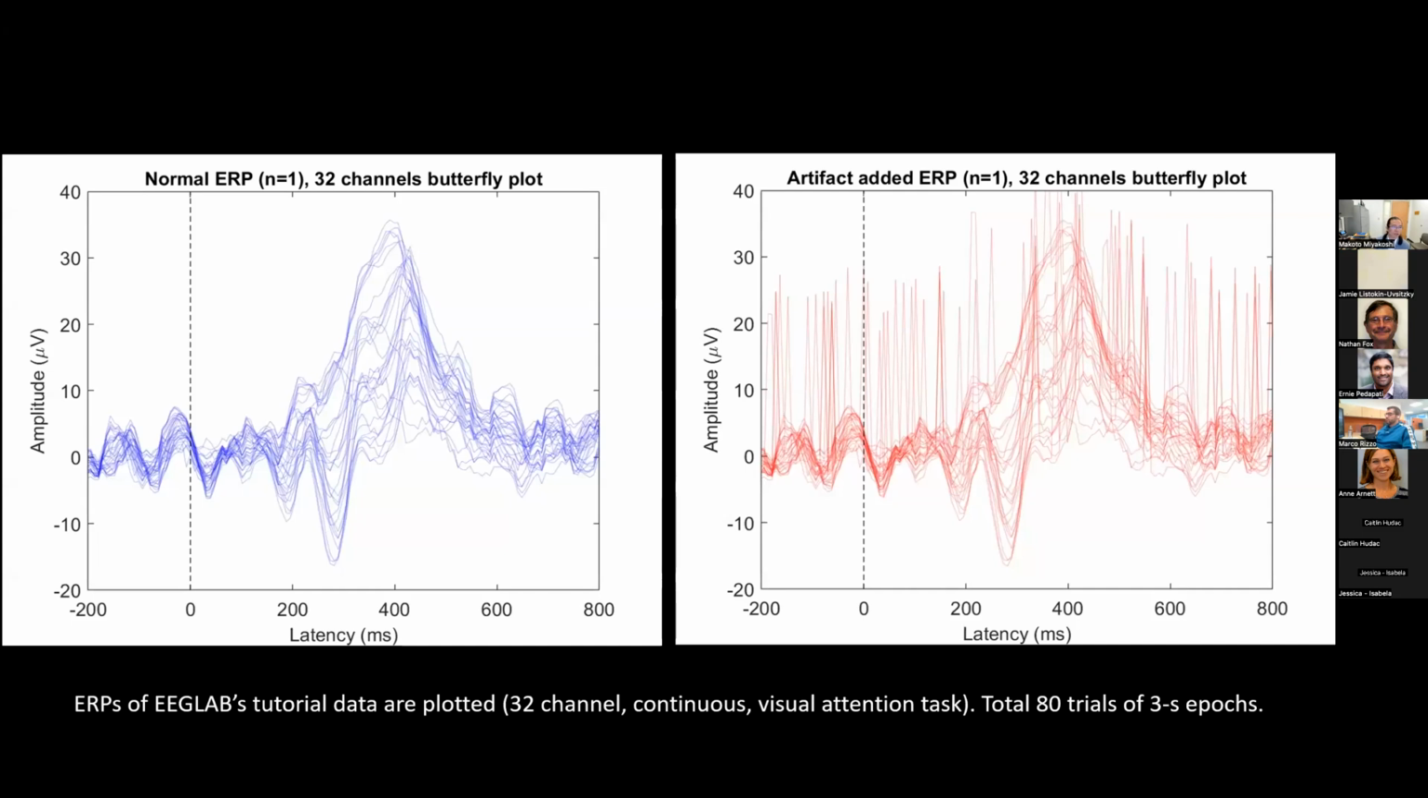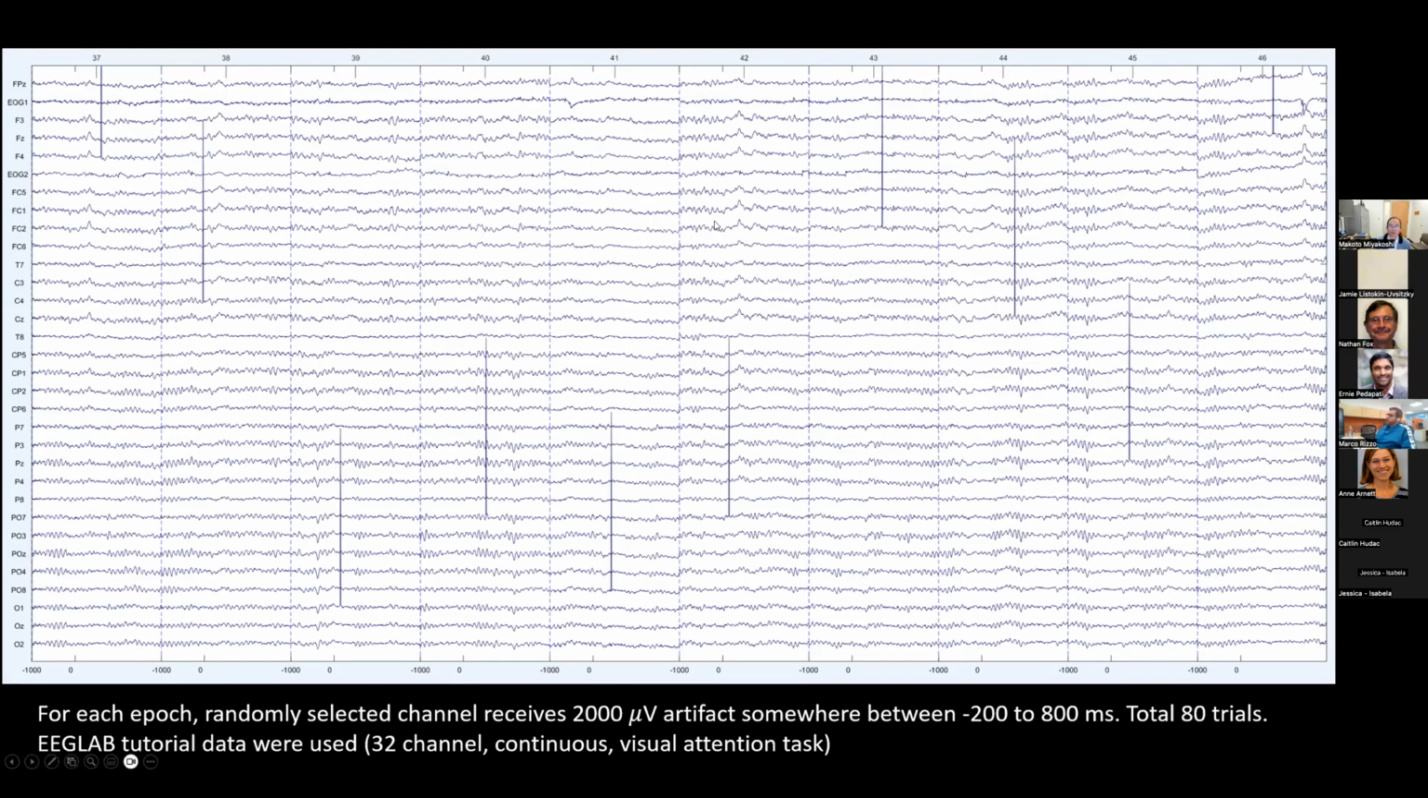This is another simulation, but with real data published 20 years ago. This is EEGLAB's tutorial data, 32 channels, with a subject performing a visual attention task, and there are 80 trials of 3-second epochs. On the left-hand side, I'm showing the original data, a beautiful ERP from the 32 channels butterfly plot. On the right-hand side, you see a whole bunch of positive spikes everywhere between 200 to 800 millisecond range that is added in this way. In this simulation, for every trial, every epoch, I added a 2000 microvolt spike in a randomly selected channel and randomly selected latency between -200 and 800 milliseconds.